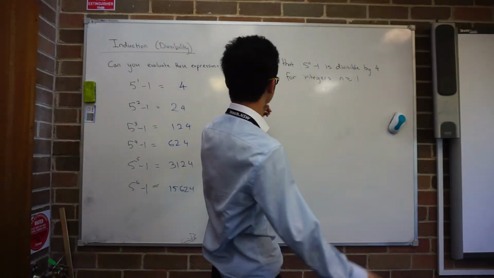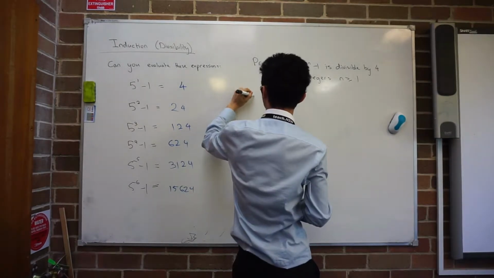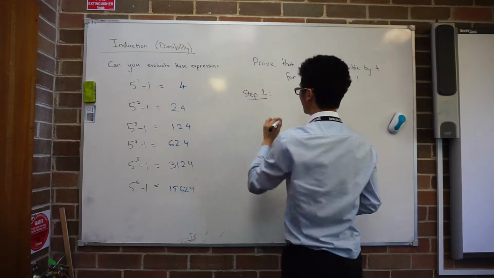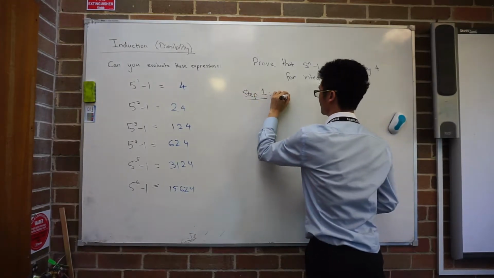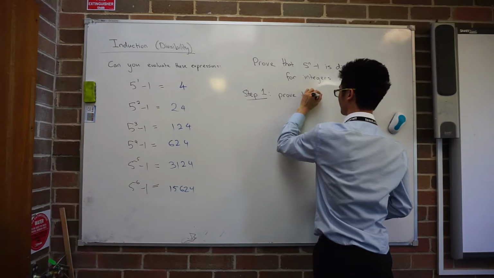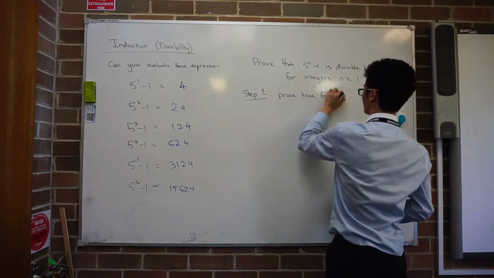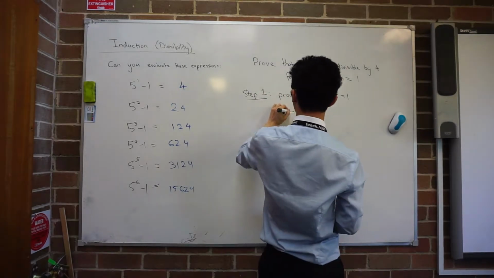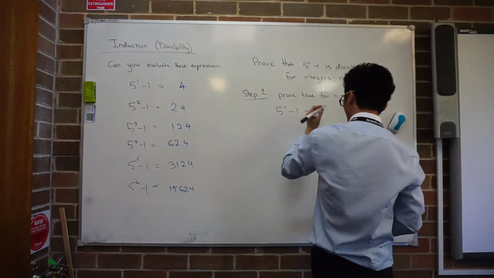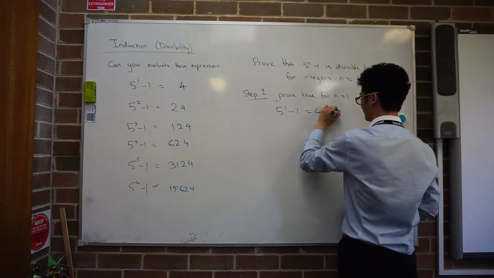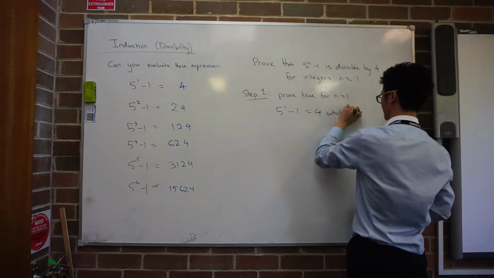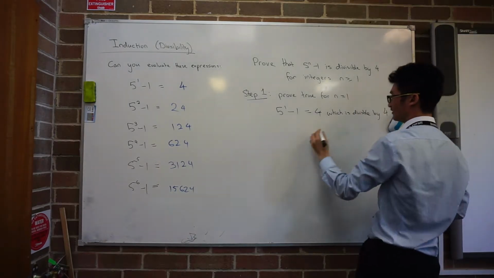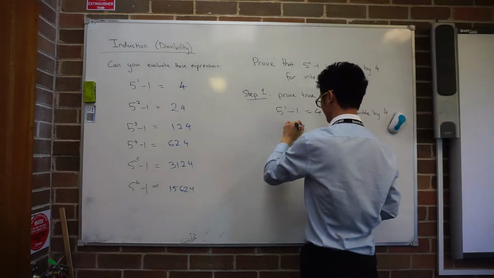So, like you said, Mitch, the first step was let n equal 1. Specifically, we want to prove true for n equals 1. Okay, so what do I get? I just get 5 to the power 1 minus 1, which equals 4, and that is clearly divisible by 4. So therefore, true for n equals 1.